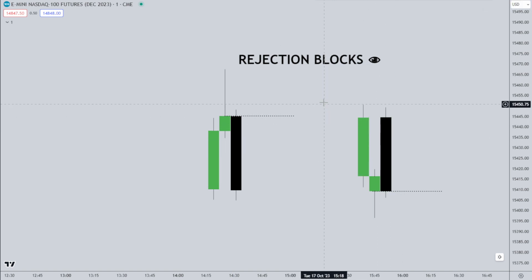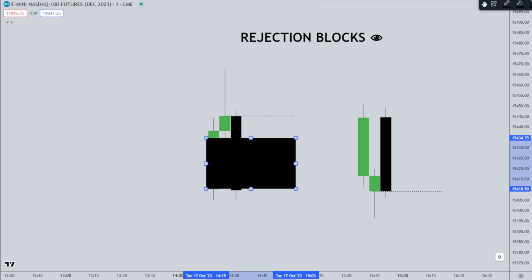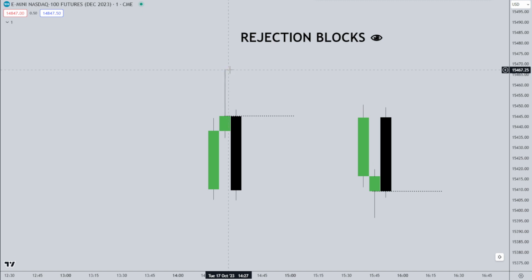But the reason behind rejection blocks working is because when this wick prints, it's inefficient price delivery. So just like a fair value gap, how there's only one candle up, and there's no sell side or buy side delivery inside of this gap, essentially. That's inefficient price delivery. So the algorithm also sees these wicks kind of like a gap, just like a fair value gap. So these could be used as an easy draw on liquidity or an entry.